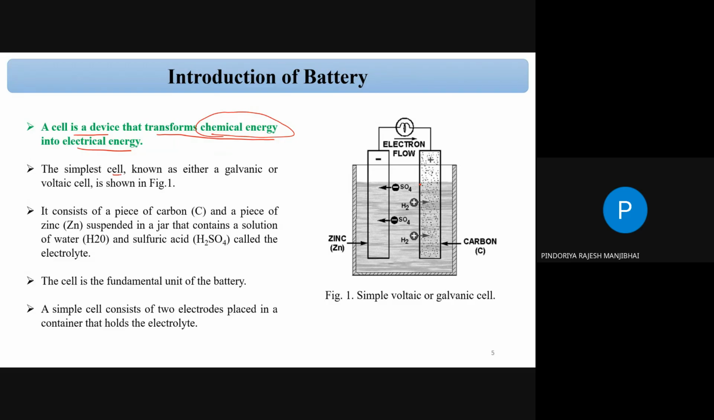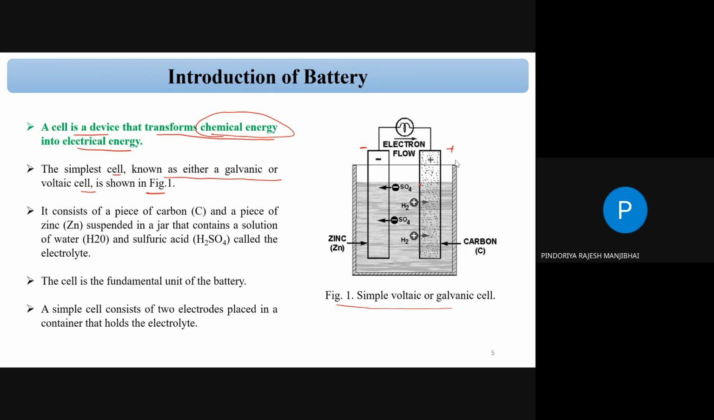The simplest cell is known as either the galvanic or voltaic cell, not the photovoltaic cell. This is a simple voltaic, otherwise galvanic, cell. What you are able to see is the negative terminal and the positive terminal, otherwise we can say anode and cathode.